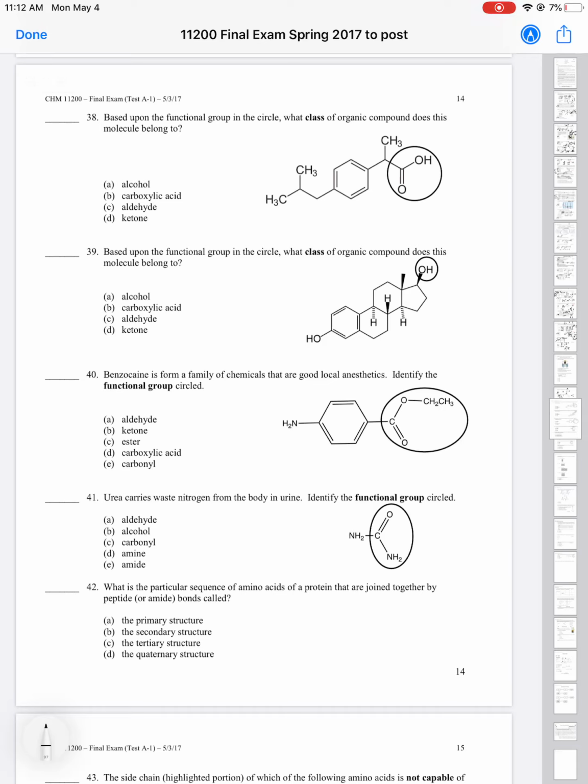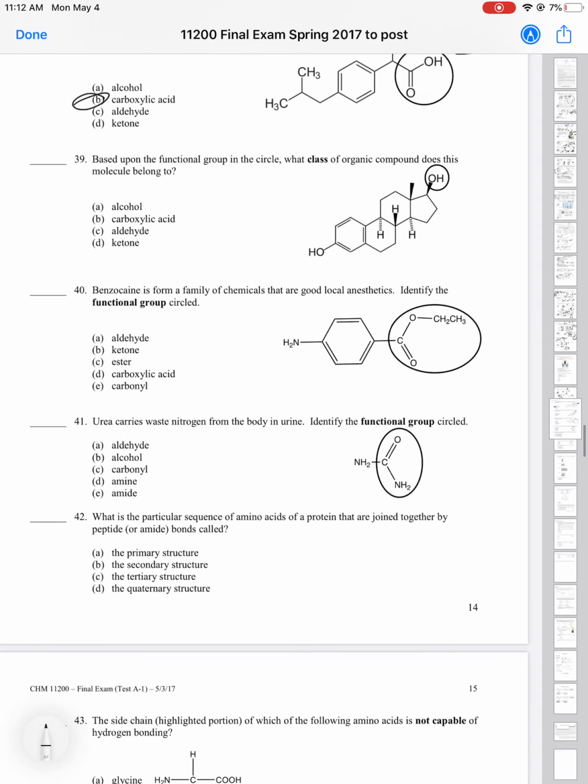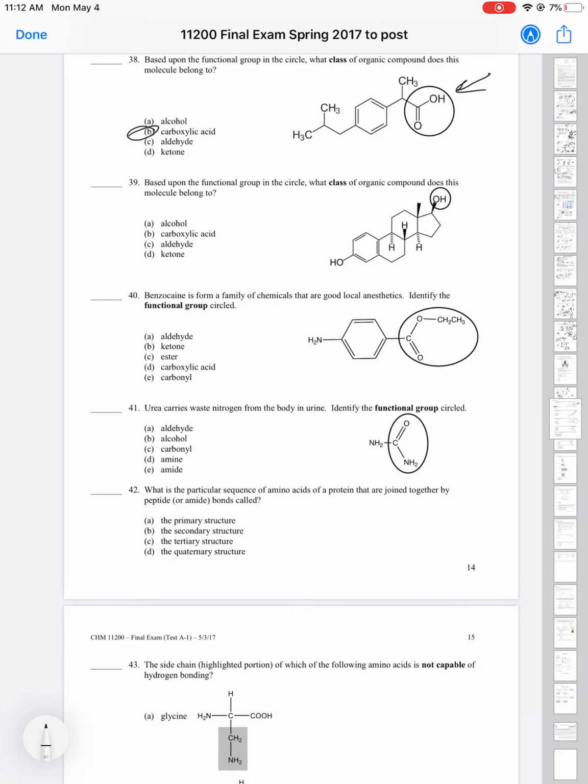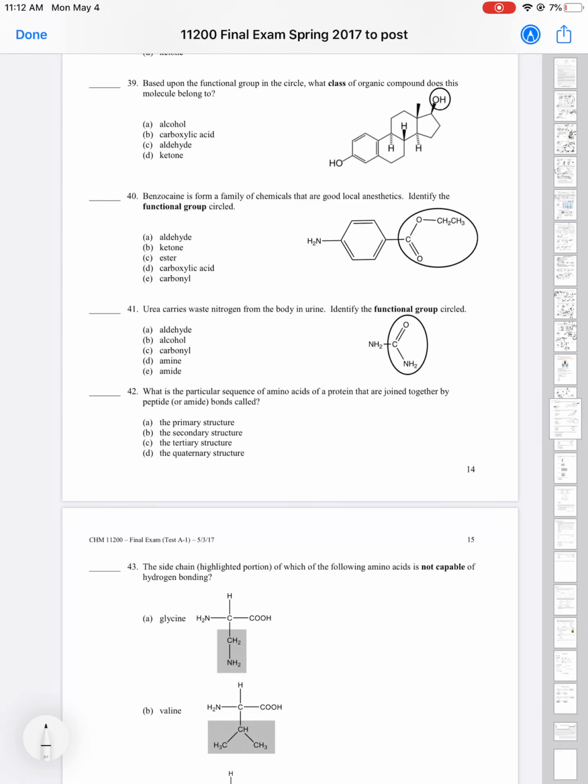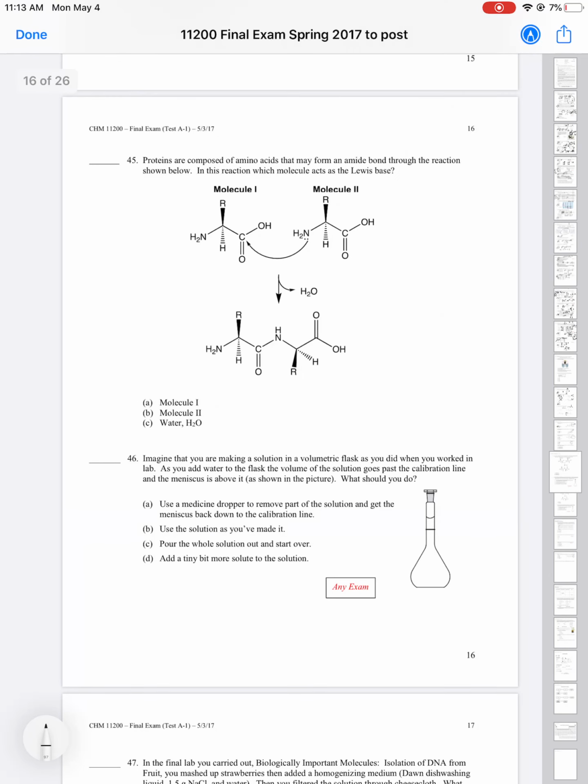38: Based upon the functional group in the circle, what class of organic compound does this molecule belong to? So here's the functional group, and we have an OH and a double bonded O. So remember, that is a carboxylic acid when you have both of those together, both an alcohol and an aldehyde together. Even though they're not alcohols and aldehydes, they're carboxylic acids since they're together. Based upon the functional group in the circle, what class?